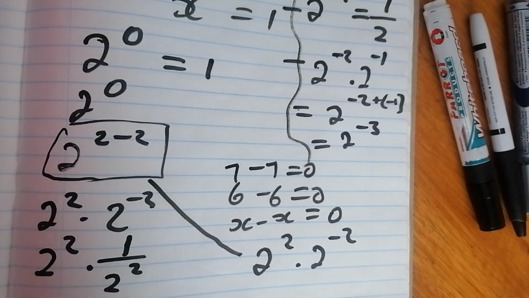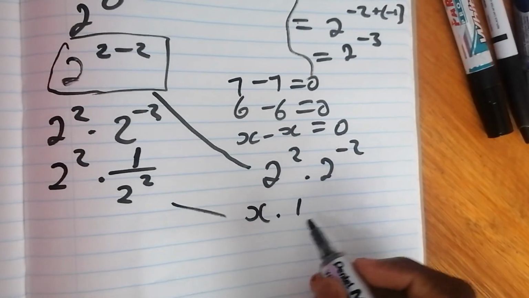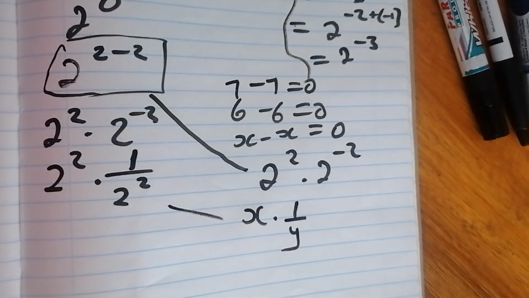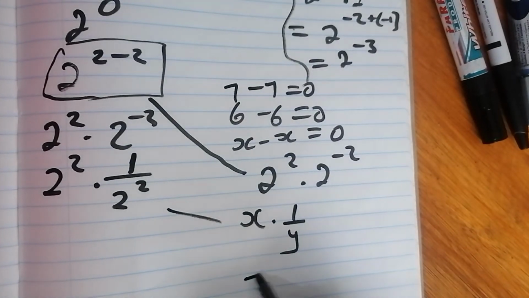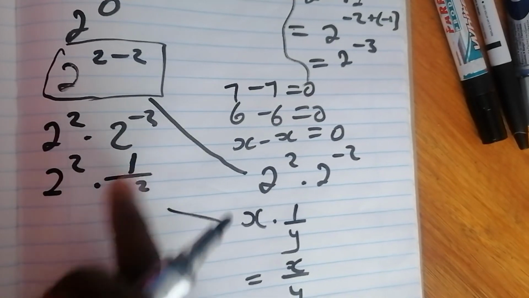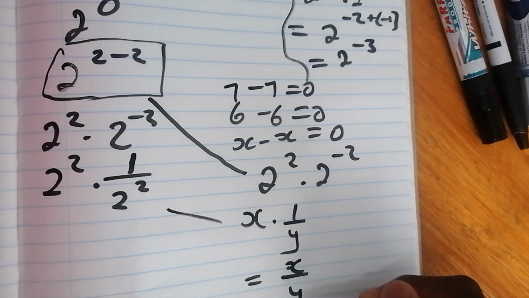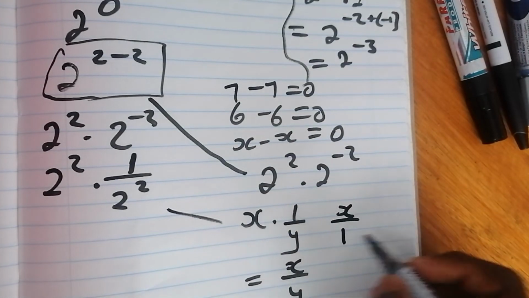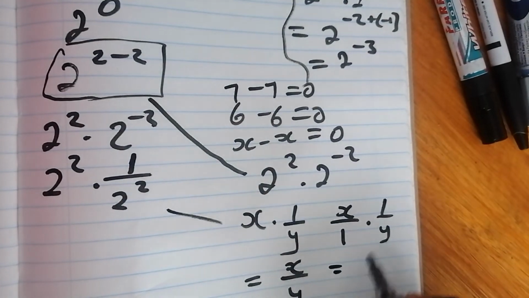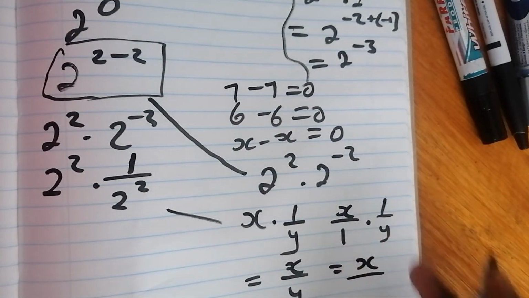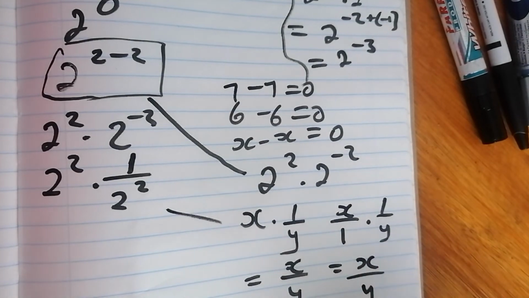Let's read an example, guys. If we're given x times 1 over y, if we multiply it out, it's going to give you x over y, right? So the same thing here, 2 to the power 2 times 1 over 2 to the power 2. We get x over y again, because it's the same as x over 1 times 1 over y. So x times 1 gets x, 1 times y gets y. So that's why it's again x over y.